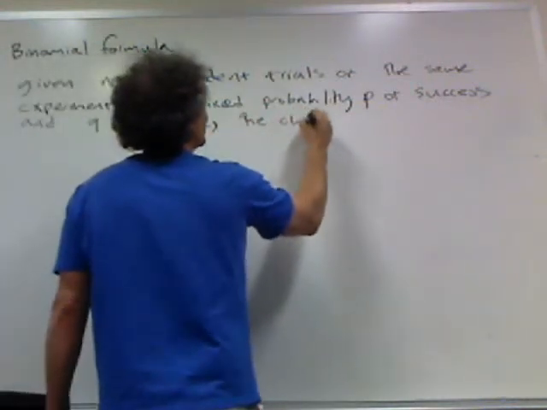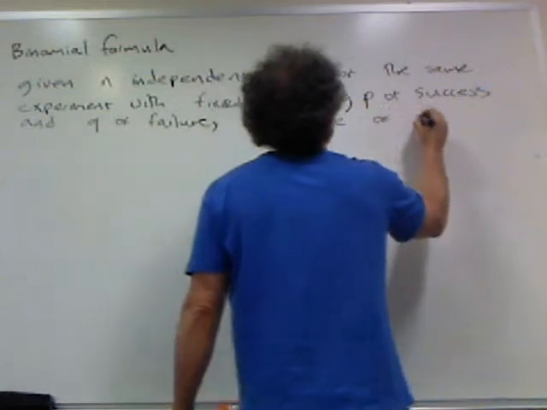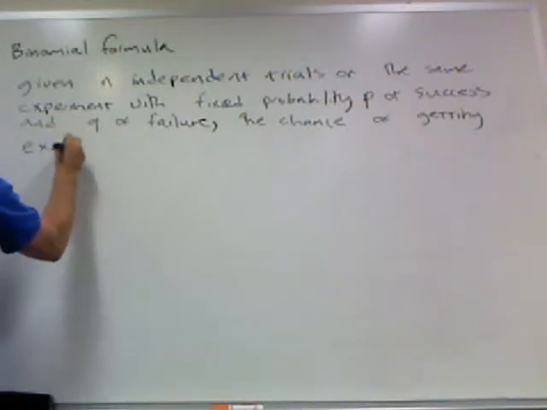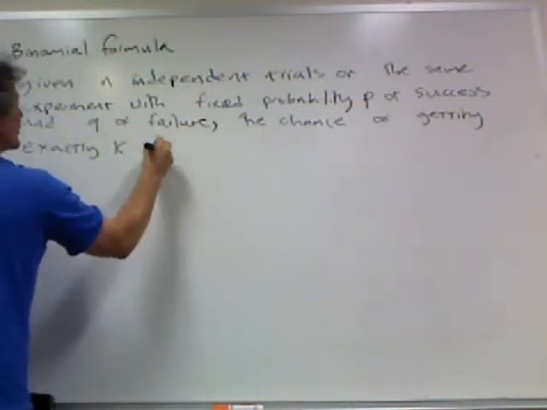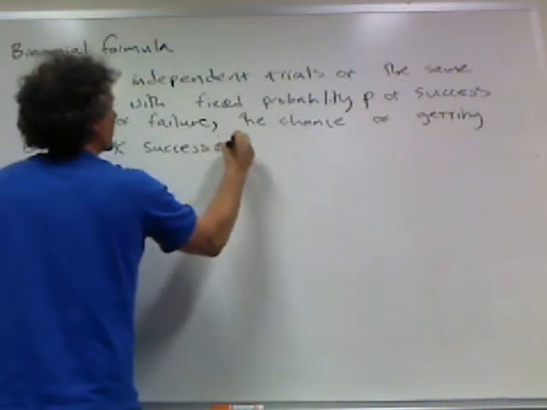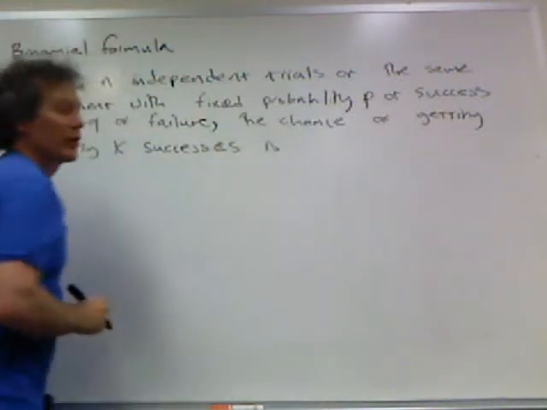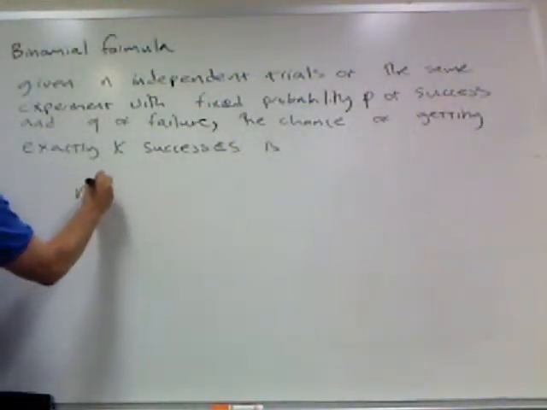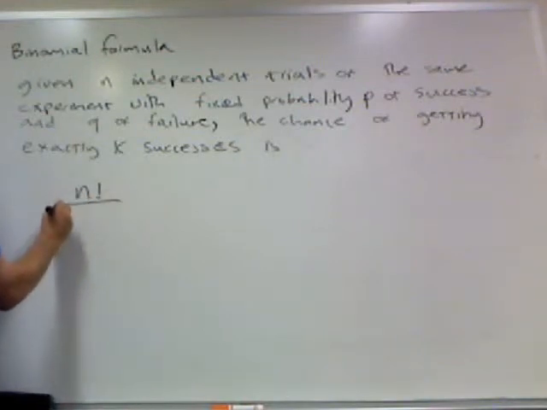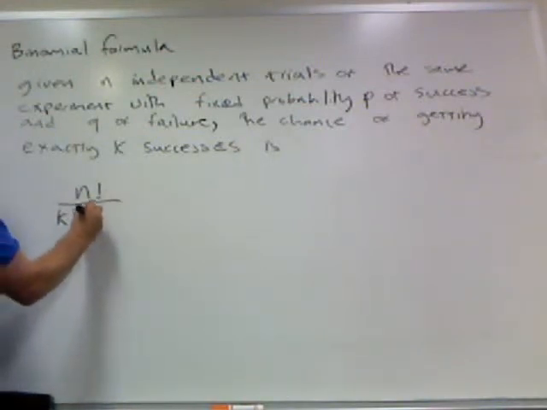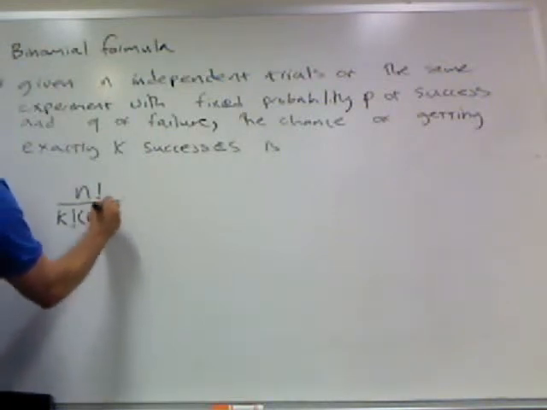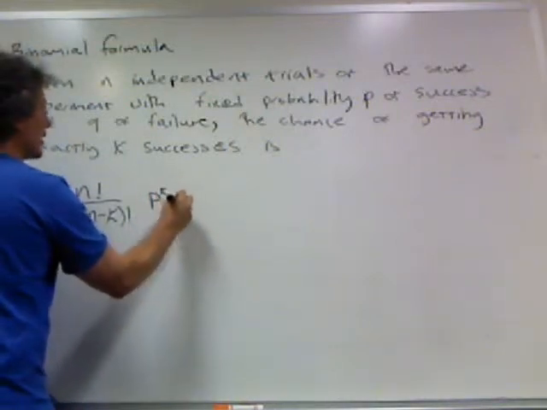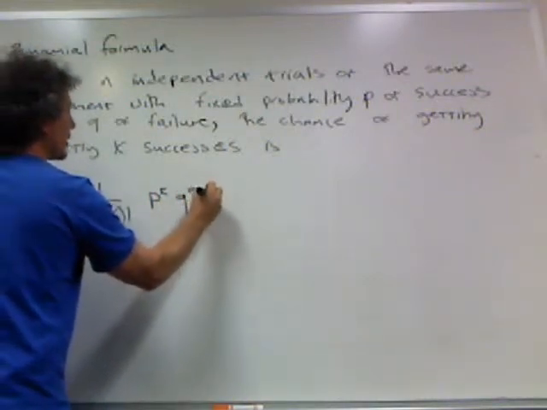The chance of getting exactly k successes is, so here comes the formula. It's going to use this factorial term: n factorial over k factorial times n minus k factorial, times p to the k times q to the n minus k.